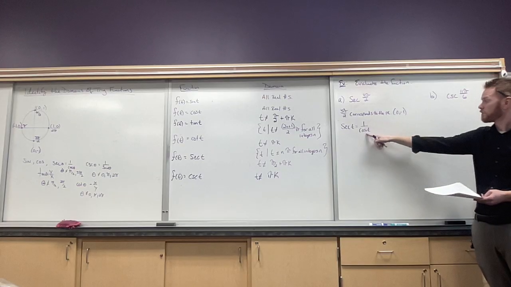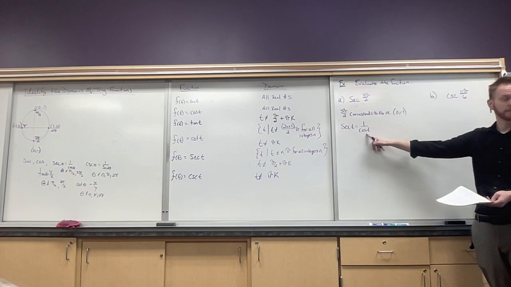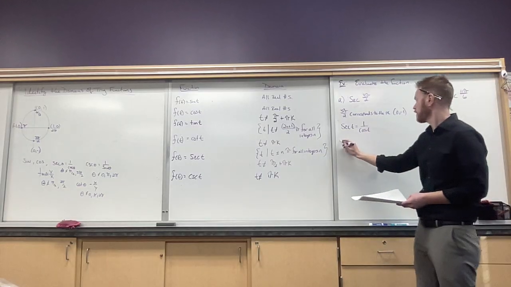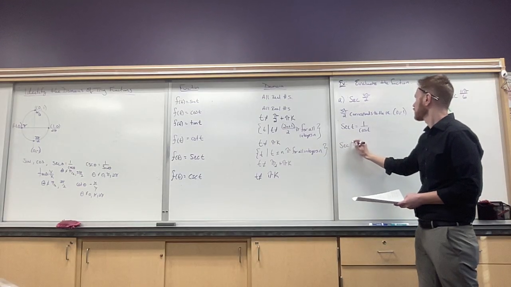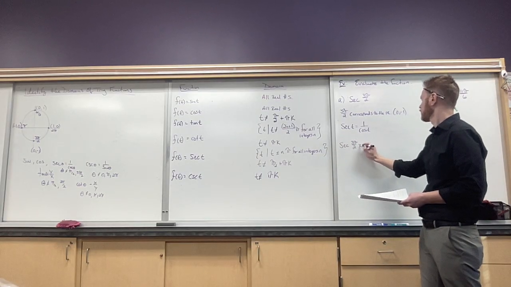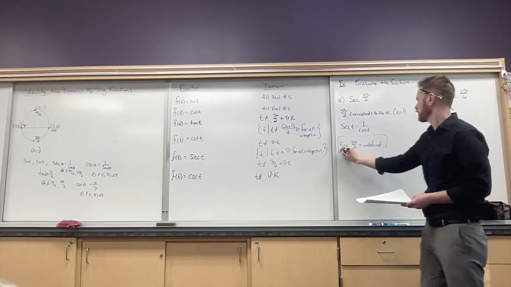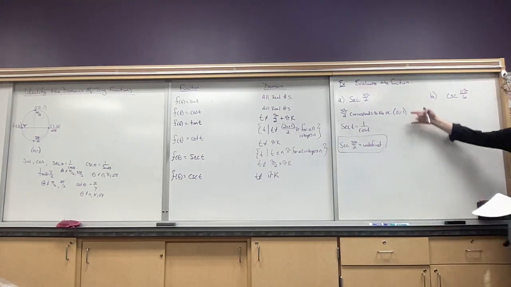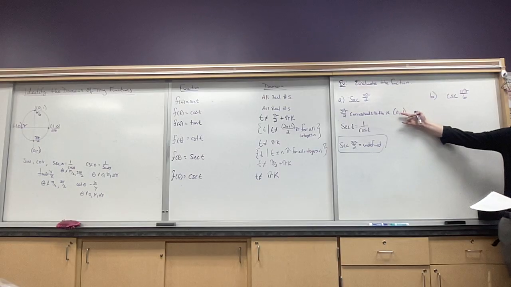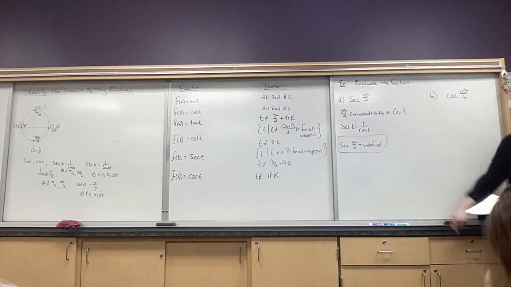Then 1 over 0, which is undefined. So therefore, we could say secant of 3 pi over 2 is undefined. Okay? So these 2 steps are just me listing some facts about it. That way I know what to conclude with.